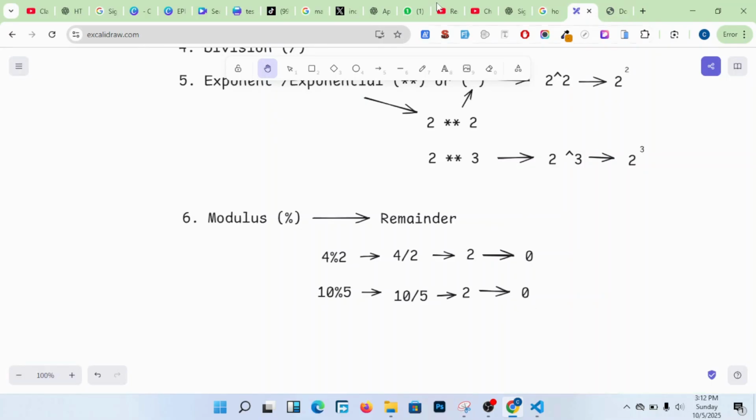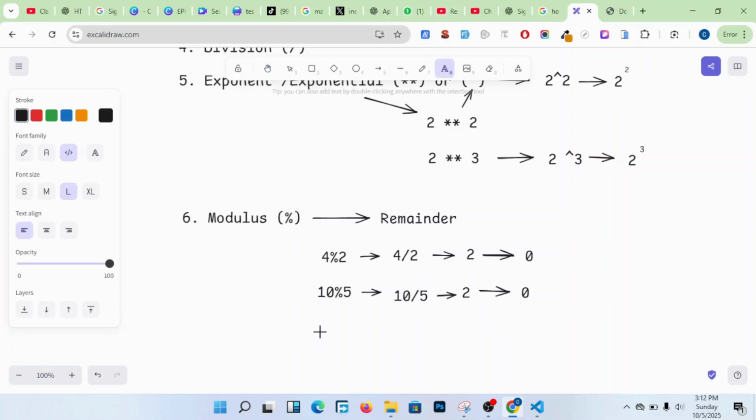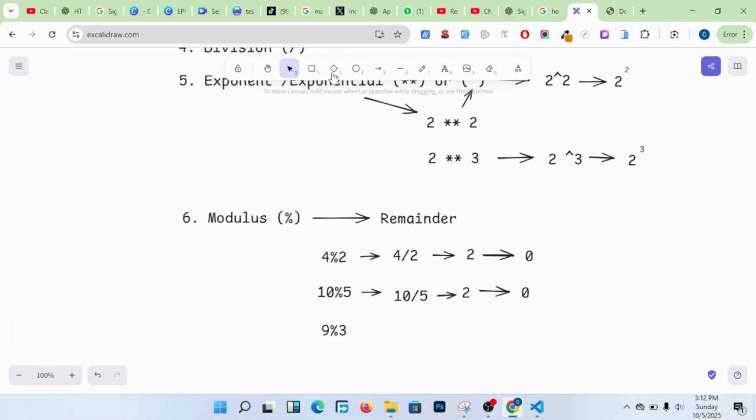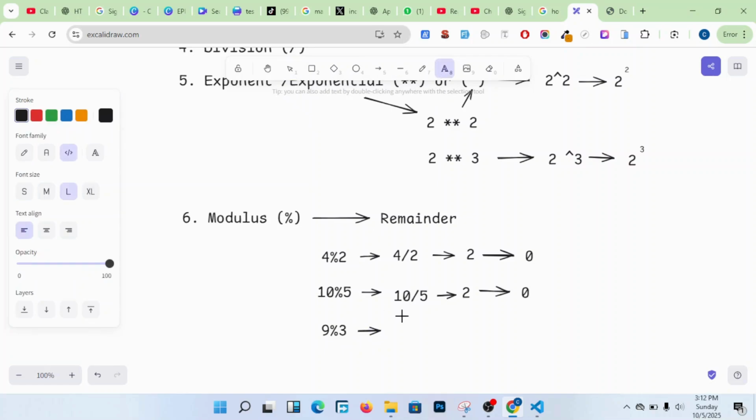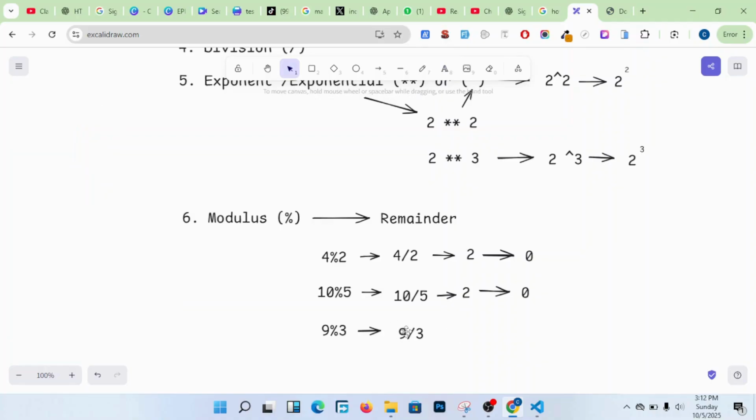So if I come here and I have, for example, 9 modulus 3, what am I going to get at the end of the day? Members, please answer me there. When you divide 9 by 3, what am I going to get? 9 divided by 3 is 3, isn't it?